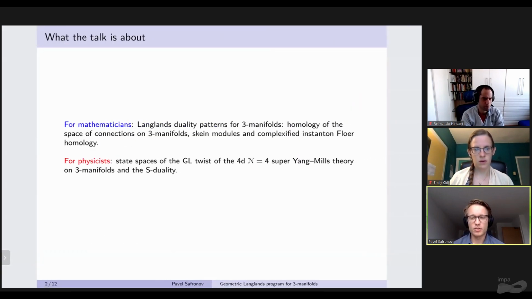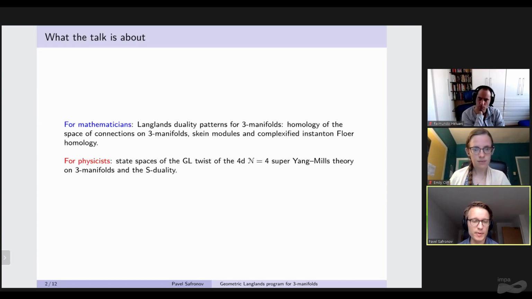There are 2 ways to view this talk, from a mathematical perspective and from a physical perspective. From the mathematical perspective, I'll be talking about some interesting Langlands duality kind of statements for 3-manifolds. There will be various objects appearing related to 3-manifolds, like homology of the space of connections on the 3-manifold, skein modules, and complexified instanton Floer homology of 3-manifolds.